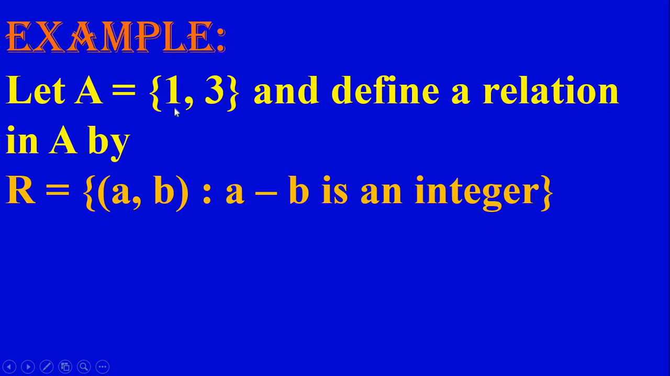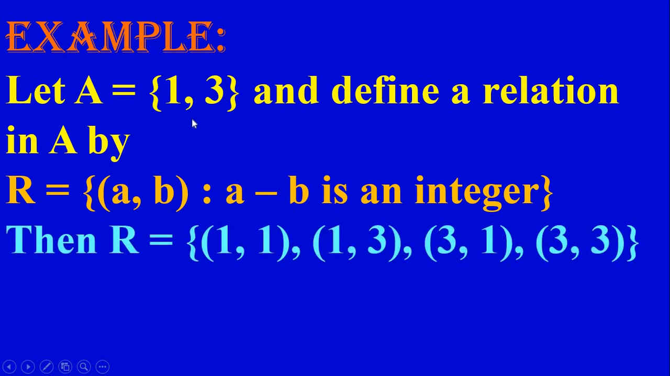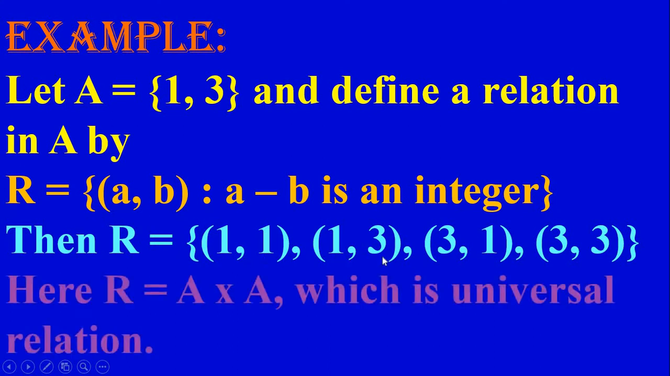Now here 1 minus 1 is 0. It is an integer. 1 minus 3 is minus 2. That is also an integer. 3 minus 1 is 2. It is also an integer. 3 minus 3 is 0. It is also an integer. Here the relation is (1,1), (1,3), (3,1), (3,3). All are possible. So this is the same as A cross A. So therefore this relation is the universal relation. So here R equal to A cross A, which is the universal relation.